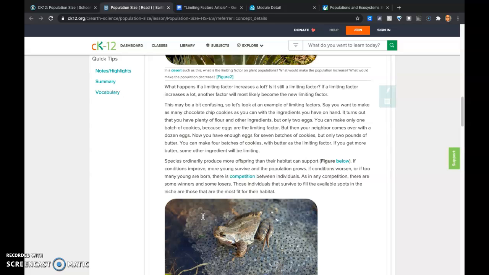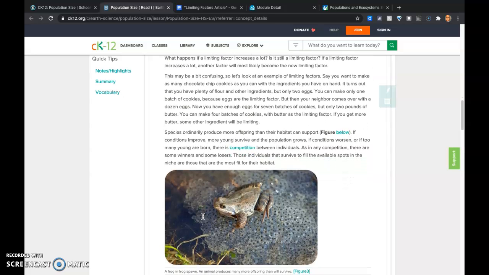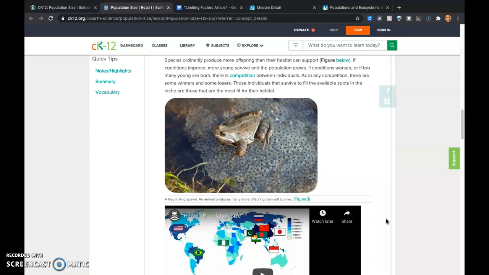Species ordinarily produce more offspring than their habitat can support. If conditions improve, more young survive and the population grows. If conditions worsen, or if too many young are born, there is competition between individuals. As in any competition, there are some winners and some losers. Those individuals that survive to fill the available spots in their niche are those that are the most fit for their habitat.